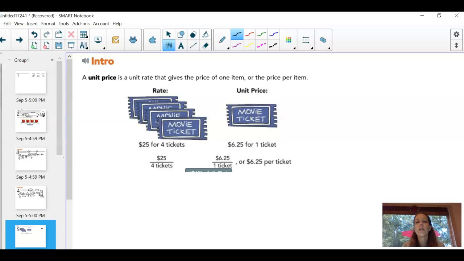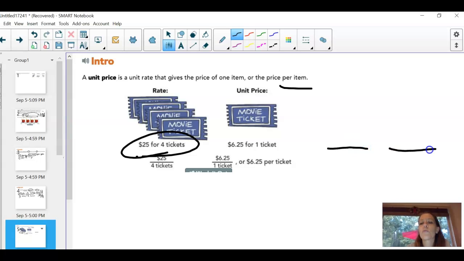So for a unit price, I'm going to put the money on the top, and I'm going to put the unit that I'm looking for, the item I'm looking for, on the bottom. So for example, in your intro, you've got $25 for 4 tickets. The money's going to go on the top, unless it says something like, how many tickets can I get for $1, okay? Which then I'm going to put the money on the bottom. But in this case, I want to find the unit price or price per item. So I hear per item. That means whatever is per year, per foot, per item is going to go on the bottom.